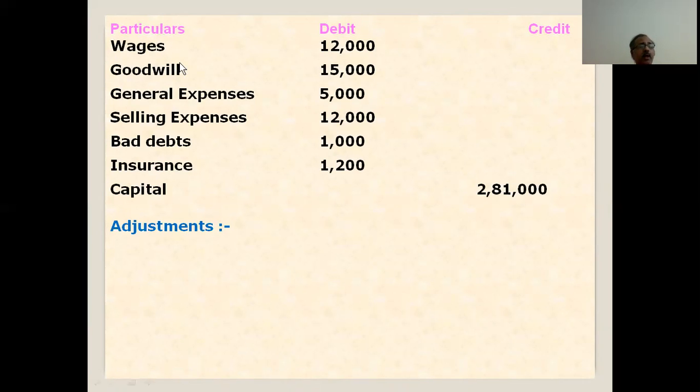The next item, goodwill, it's an asset, asset side of the balance sheet. General expenses, it's an office expense, debit side of the P&L account. Selling expense, debit side of the P&L account. Bad debts, debit side of the P&L account. Insurance, it is an expense, debit side of the P&L account. Capital, it's a liability side of the balance sheet.